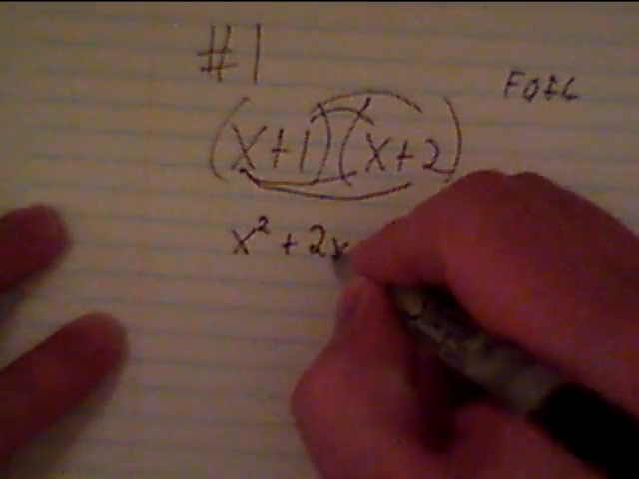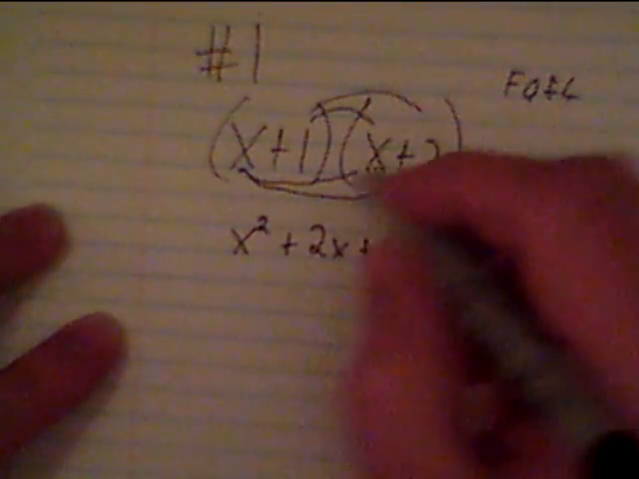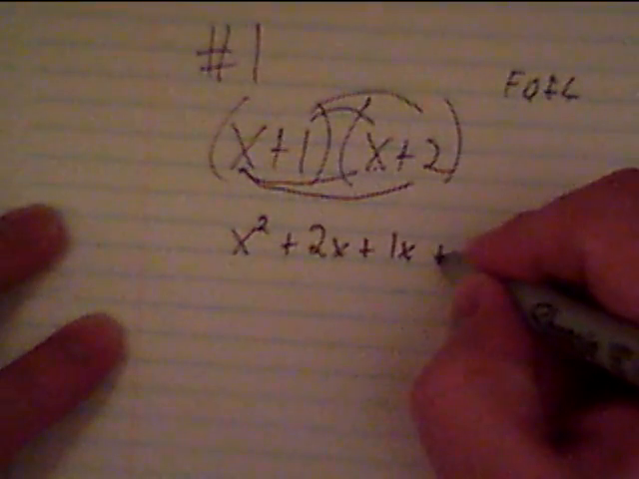Outer is going to be 2x. Inner is going to be 1 times x. And last is going to be 2 times 1, or 2.